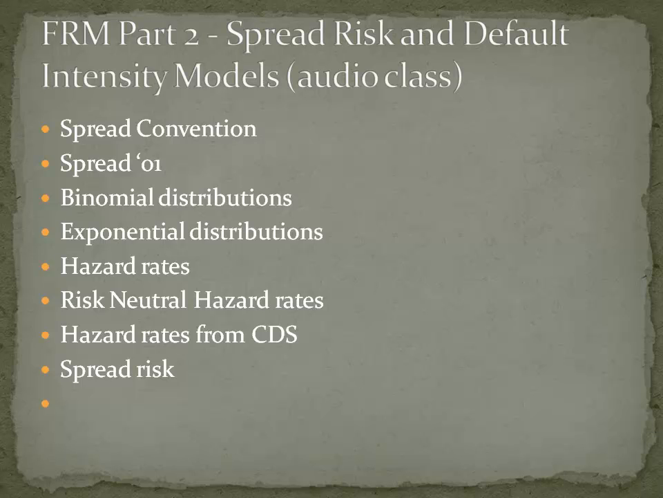Intuitively, hazard rate can vary over time. We can represent the time varying hazard rate as lambda t. When the hazard rate varies, probability of default becomes 1 minus e to the power of the negative integral of the hazard rate. And for the special case when the hazard rate is constant, the probability of default simplifies to 1 minus e to the power of negative lambda t.